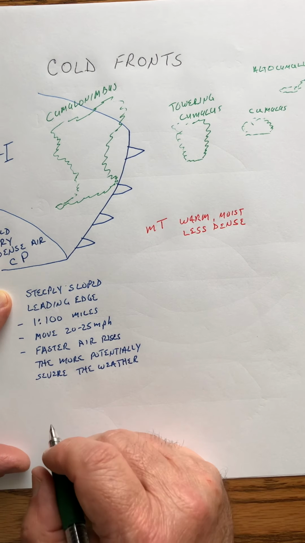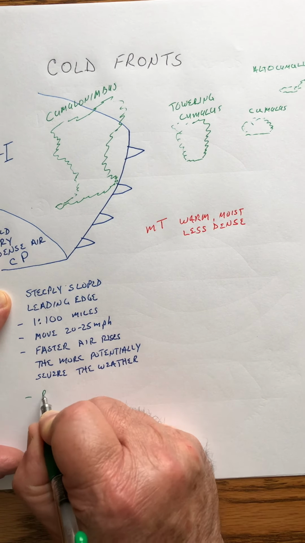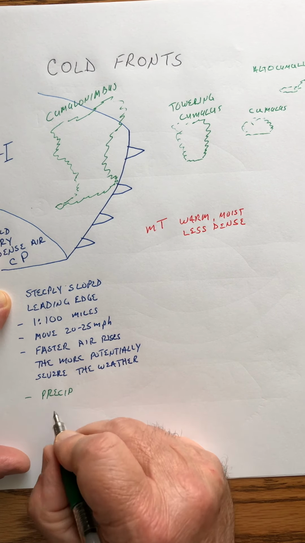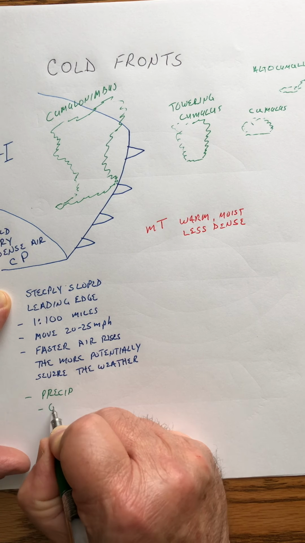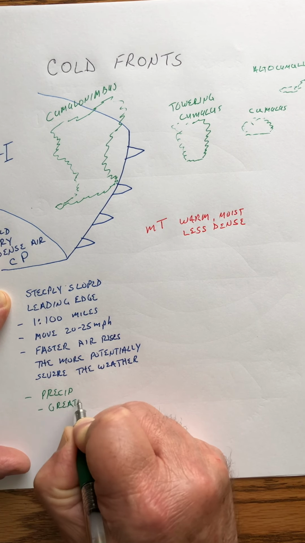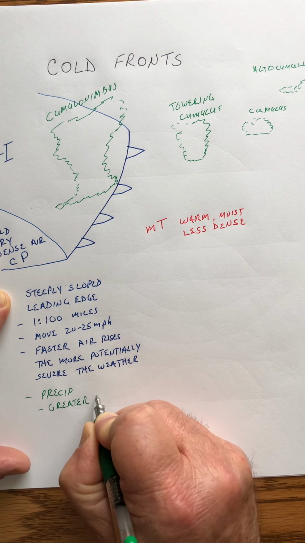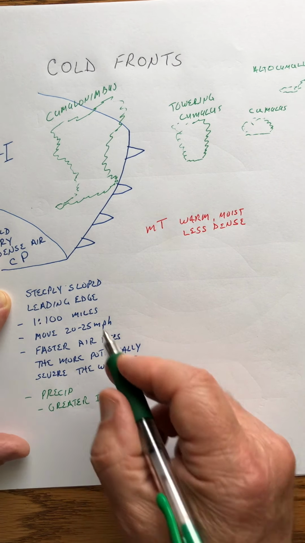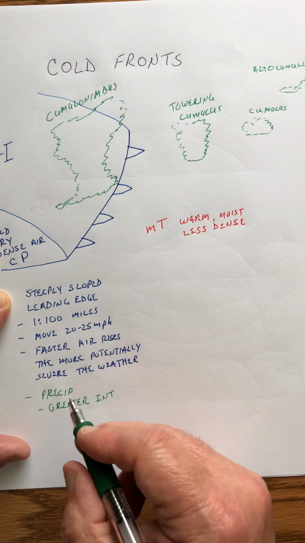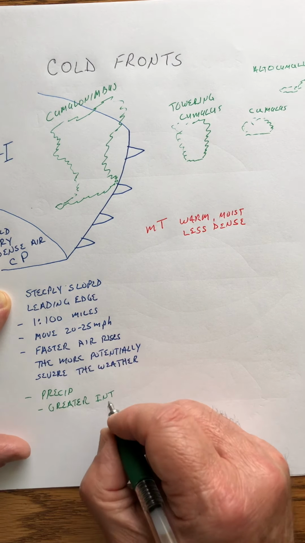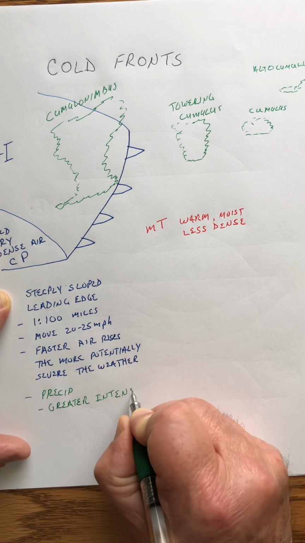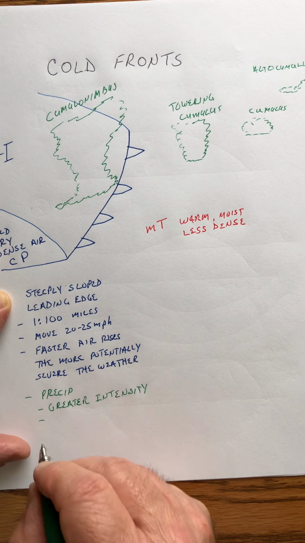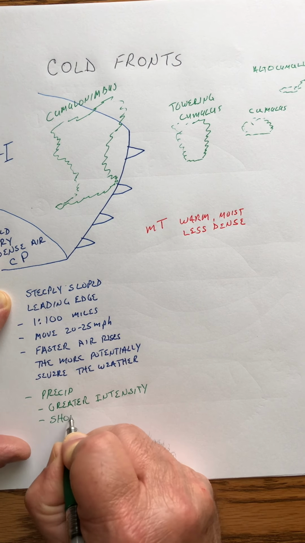Cumulonimbus clouds are really thick, with lots of water involved. As a result, the precipitation associated with a cold front is typically going to be of greater intensity because there's so much water to work with. You've got rising air due to the steeply sloped leading edge of the cold front, and the faster movement of the cold front is going to lead to greater intensity. But this is also going to be of shorter duration.